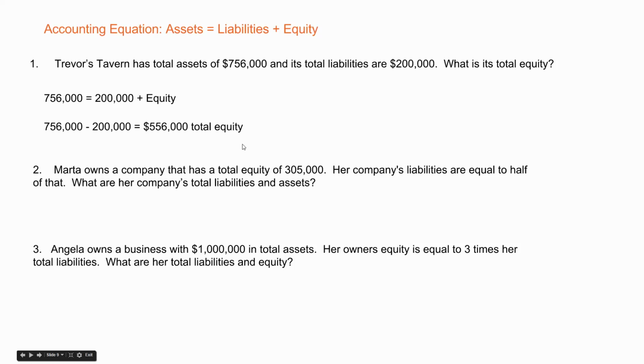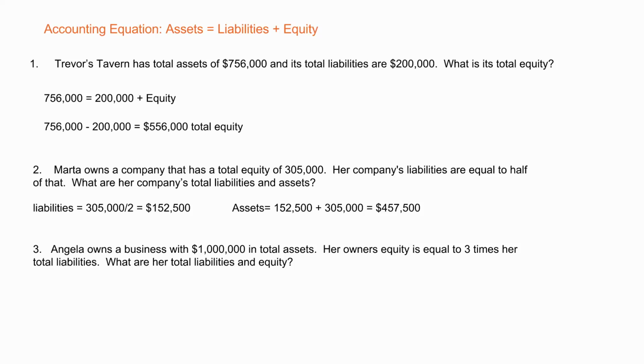Marta owns a company that has $305,000 in total equity. Her company's liabilities are equal to half of that. What are her company's total liabilities and assets? Alright, there are 2 unknowns here, liabilities and assets. But we know that liabilities are equal to half of the equity. So we have liabilities equal to $305,000 divided by 2. And once we do that, we have $152,500 for liabilities.